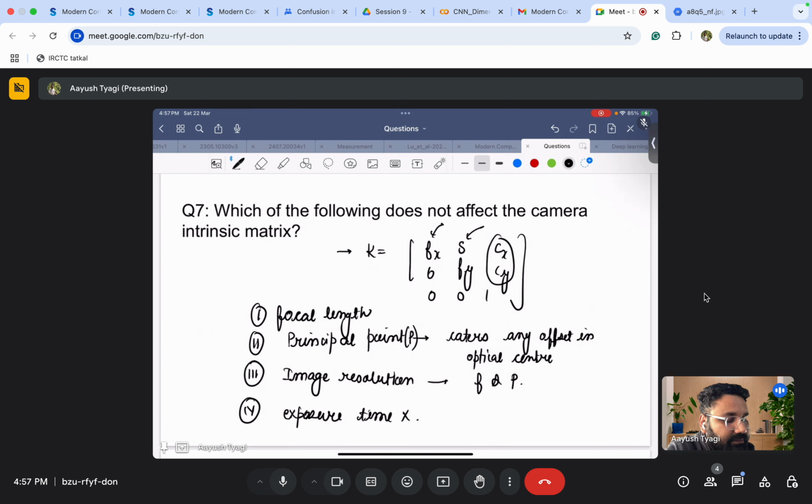So the first option, the focal length, is directly present, right? The second one is the offset in the optical center, which is taken care of by the principal point components. We also saw that the image resolution actually affects your principal point and your focal length. So the only thing which does not affect the camera intrinsic matrix is the exposure time, because the focal length is the same and your points are the same. How long you give the exposure is not going to change the way you look into the image.